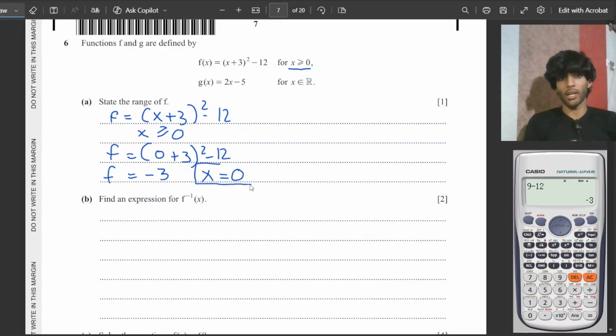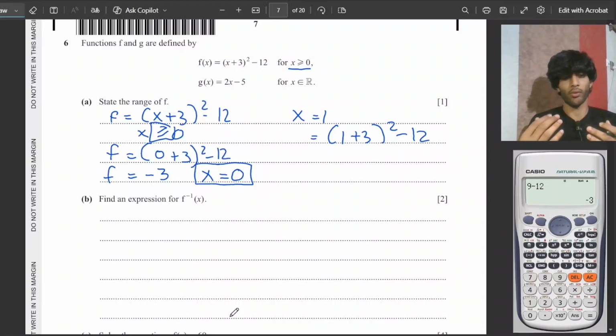Now, this is the value you get when x is equal to 0. Now let's see what we get when x is greater than 0, because the domain was x equal to or greater than 0. So let's say x is equal to 1. What are we going to get over here? We're going to have (1 plus 3) squared minus 12. 1 plus 3 is 4, and 4 squared is 16. 16 minus 12 is going to be 4. So you're going to get a value of 4 over here.